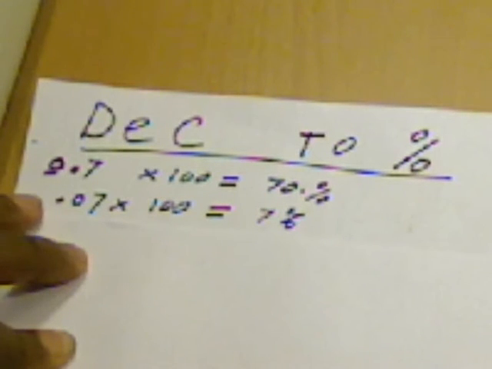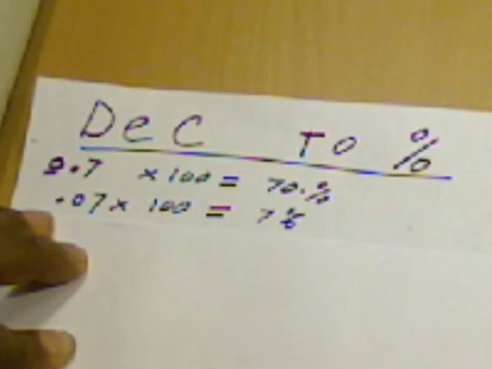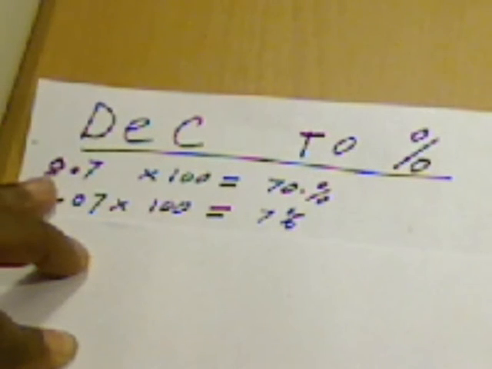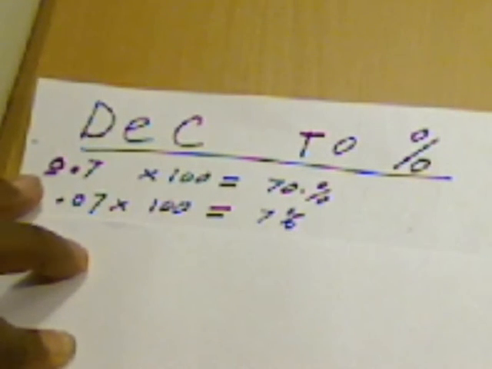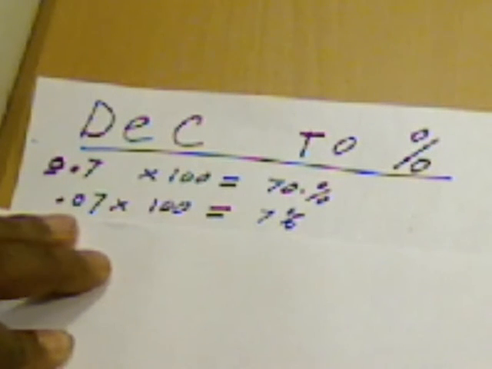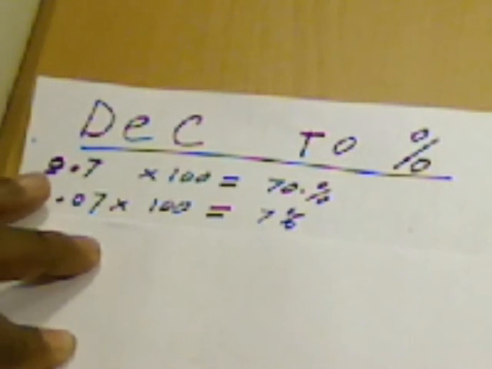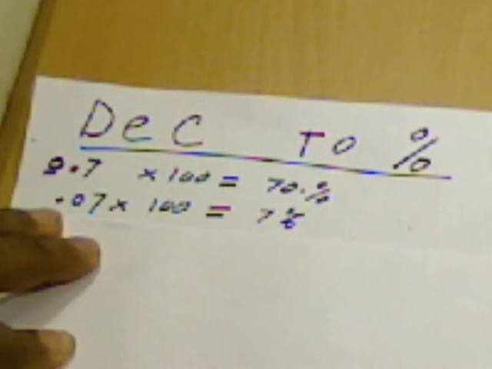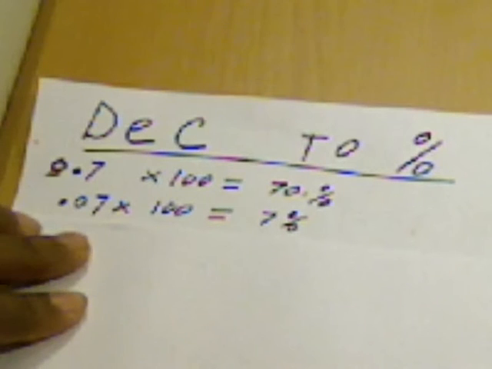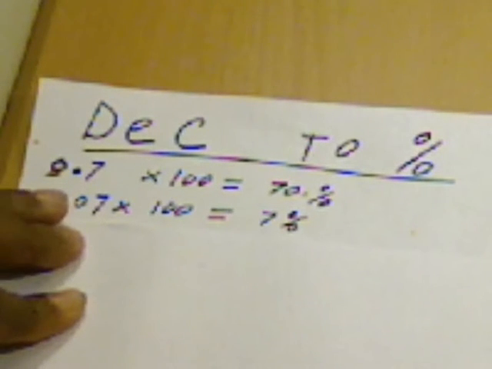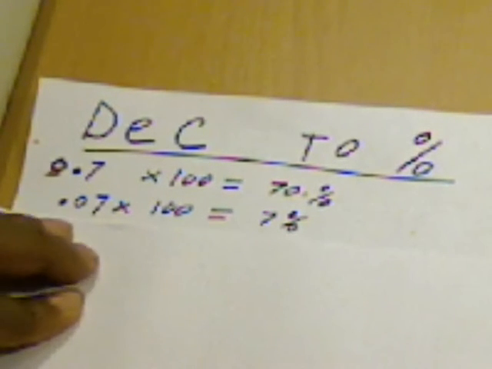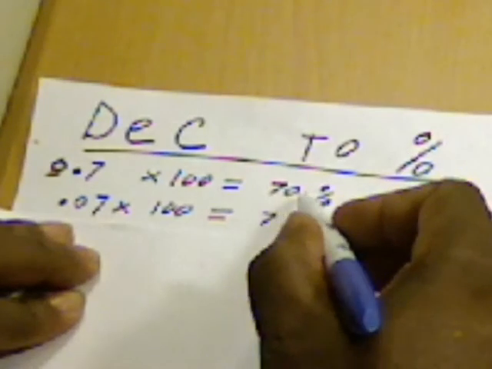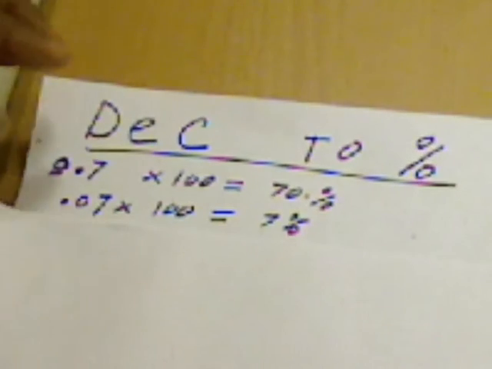Be careful. Sometimes people make the mistake and they treat 0.07 like 0.7, or they'll treat 0.7 like it's 0.07, and you can't do that. Well, 0.07 is 7%, but don't treat 0.7 like it's 0.07. Be careful of these two and understand the distinction. 0.7 is 7/10. 0.07 is 7/100. So it's going to be a difference between 70% and 7%. Be careful.